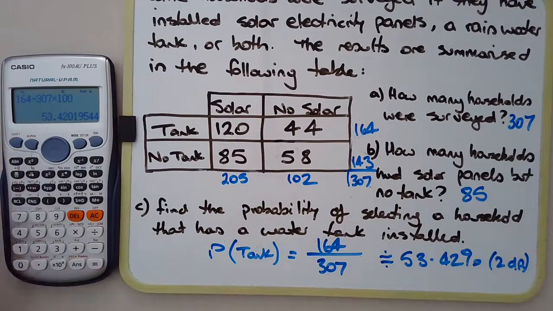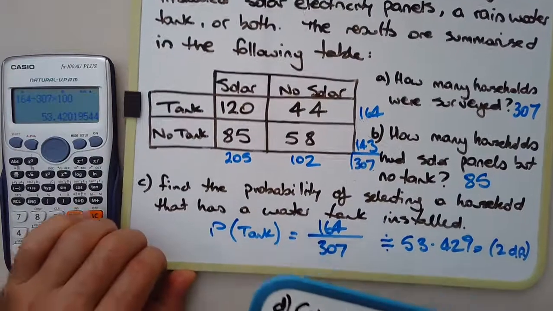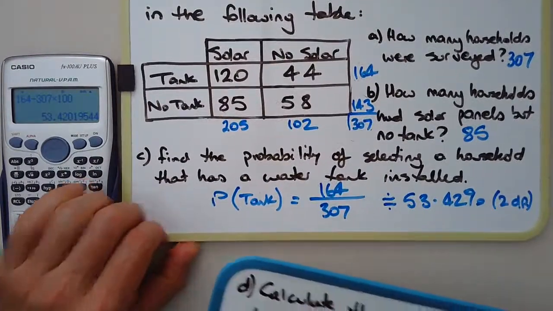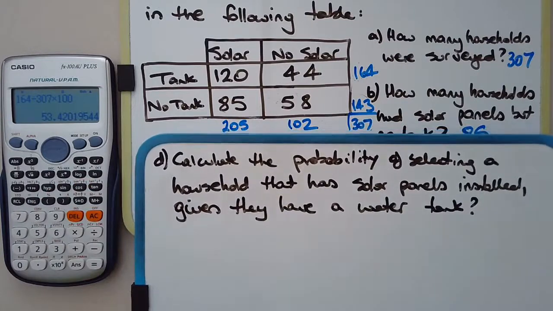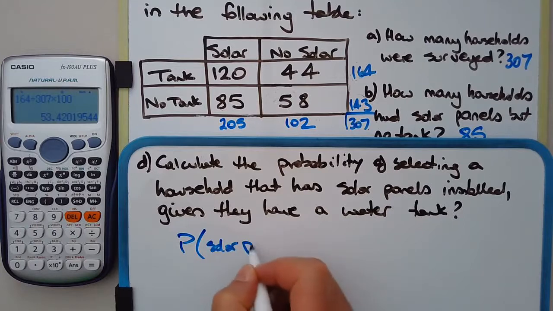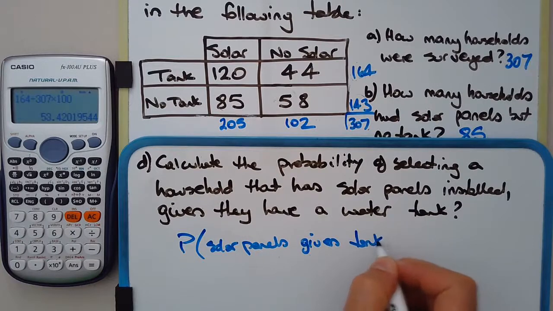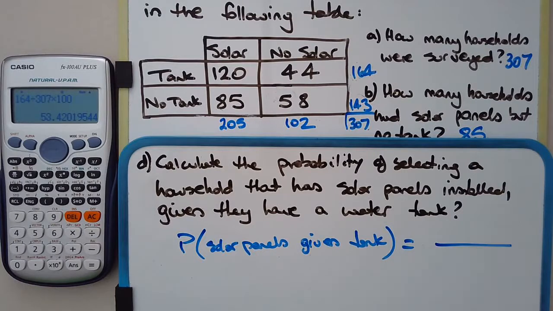Now the last question is probably the one of more interest, and I might just move the board up a little bit so you can see this, because I really need to keep the table there. Calculate the probability of selecting a household that has solar panels installed given that they have a water tank. A little bit different, this one. So probability of solar panels given they have a tank. So I'm just going to put given tank. Really I just need to fill in this fraction.